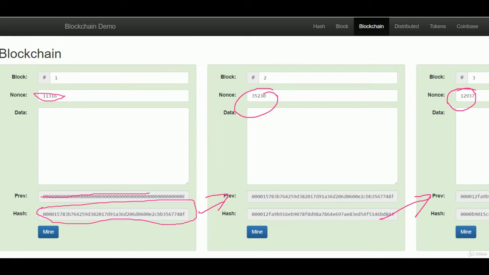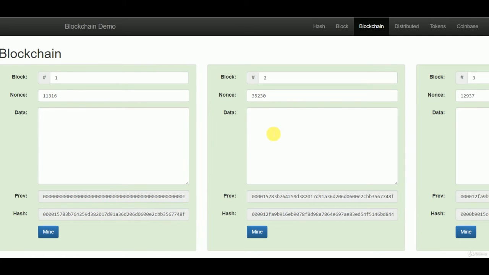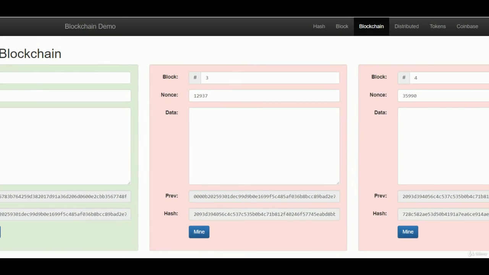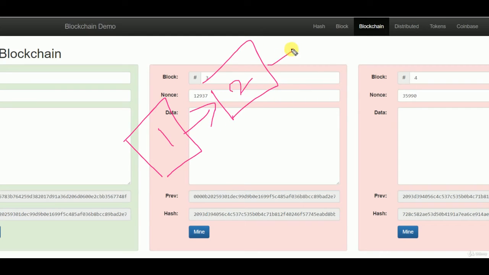Suppose I change the value here for block number 2, say "hi". It means that someone is trying to change or alter the block. When I click on mine, probably block number 2 will be good, but blocks 3, 4, 5, everything needs to be mined again. Symbolically, this is the first block, this is the second block, this is the third block, and this is your fourth block.